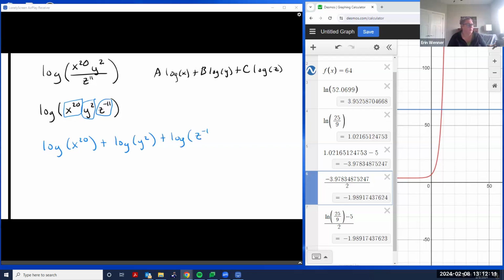And so from here, there's the question of, well, what do they mean by a, b, and c? And that's where the power rule comes into play: where we're taking the log of a value that's being raised to an exponent, we can then pull that exponent down in front.